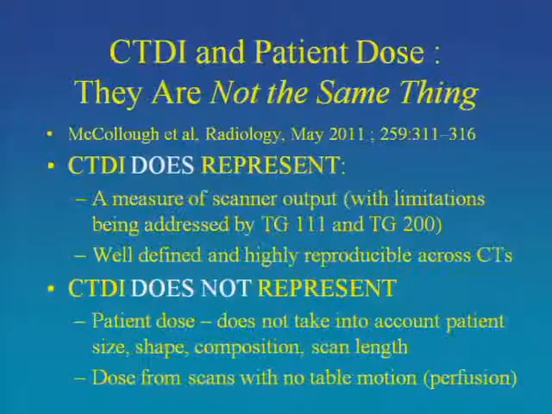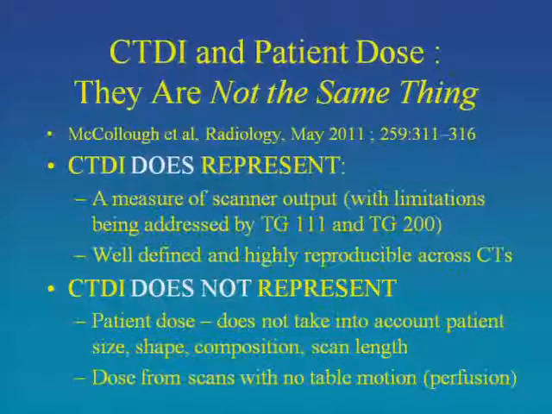Okay, so Cynthia McCollough wrote a letter to Radiology, and it was called CTDI and patient dose. They are not the same thing. She argued that CTDI does represent a measure of scanner output with limitations that are being addressed by our task groups 111 and 200. It is well defined and it is highly reproducible across scanners. So if I tell you how I measured it and I get a number of CTDIvol, you could do the same thing and come up with a very, very similar measurement. And it's a good indicator of scanner output. It's just not patient dose.